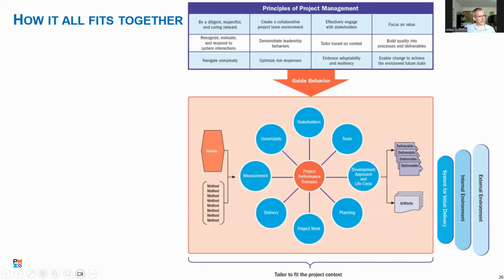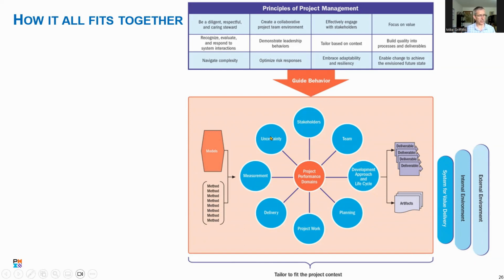So here's the whole thing shown together. We've got the 12 principles and they guide our behavior. And then we've got these 8 performance domains. If the principles are our guiding stars that are up in the sky that we use to navigate by, these performance domains are really just areas we have to go walk through on the ground, right? All projects have stakeholders, all projects have teams. Typically, all projects have to choose a development approach. There's some kind of planning we have to do, whether it's big upfront planning or whether it's the next sprint planning, right? We all got to do work and deliver value.